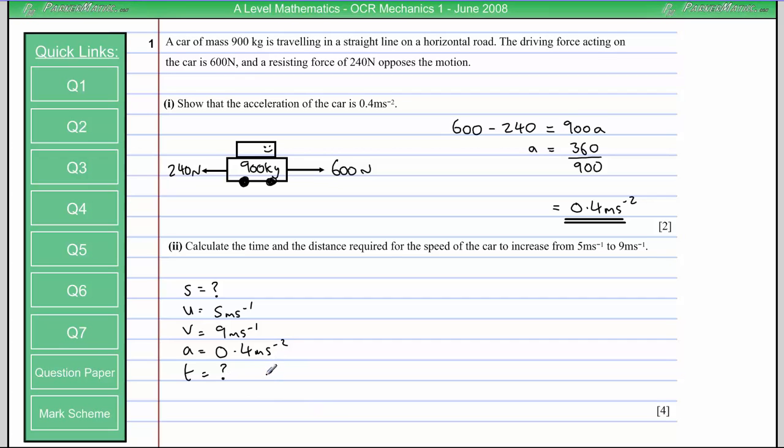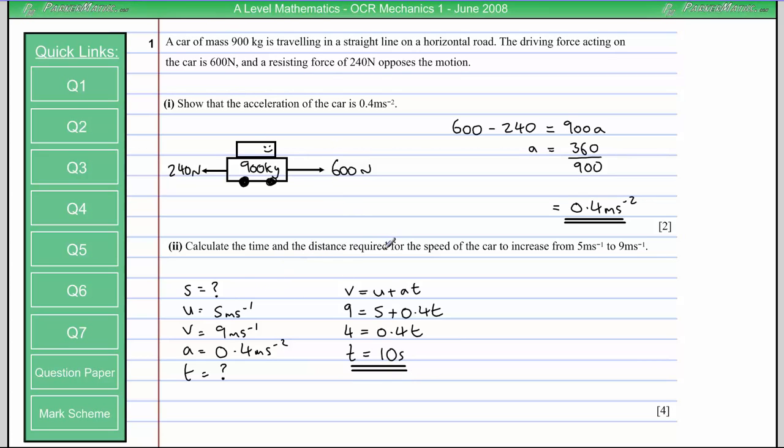Let's start by finding the time. To do that we need an equation involving u, v, a and t. The equation we want is v equals u plus at. V is 9, u is 5 and a is 0.4. So let's take away 5 from both sides and we get 4 equals 0.4t. To get t on its own we divide through by 0.4, and 0.4 goes into 4 10 times, so t must be 10 seconds. Again, you could check that with your calculator if you needed to.